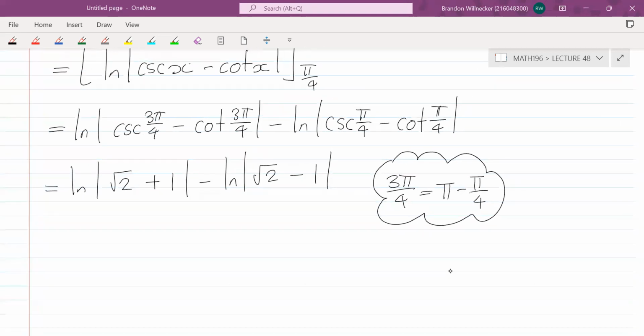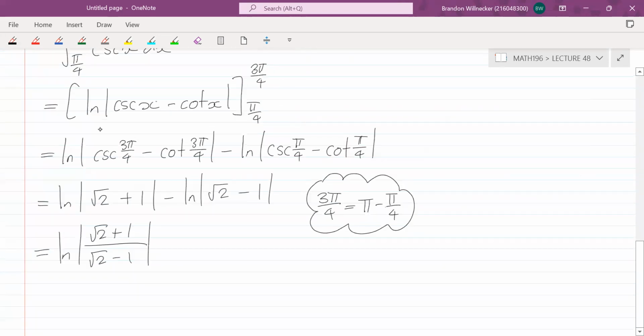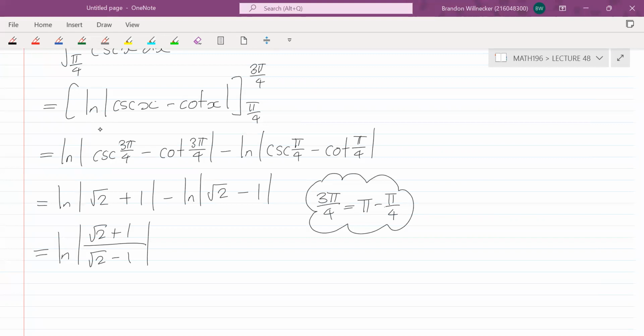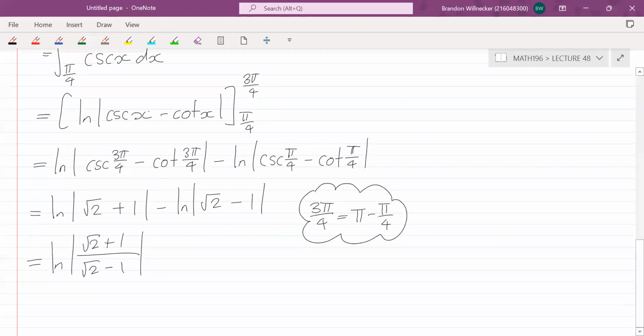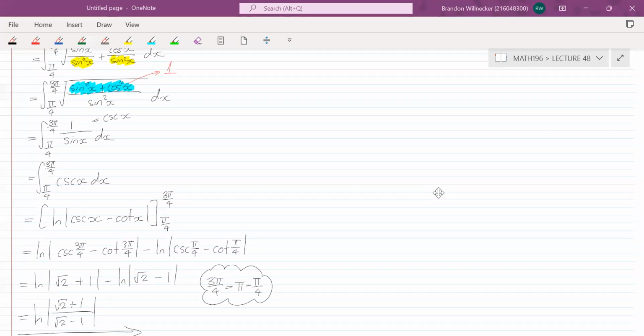Now you could leave your answer like this, or you could combine the two. Remember your log laws. That's going to be the natural log of root 2 plus 1 over root 2 minus 1. But you don't need to do that. Leaving it as two separate logs is fine as well, but if you want to combine them using your log laws, that's fine too. Are there any questions on this example? Okay, so everyone's all right with that.